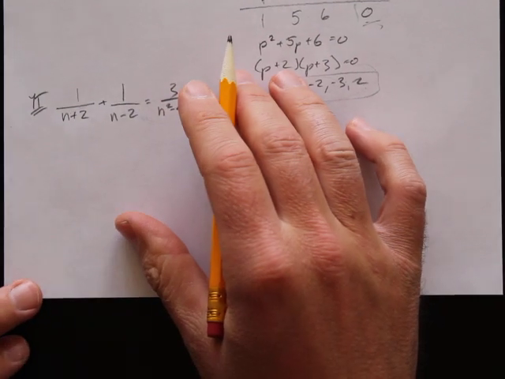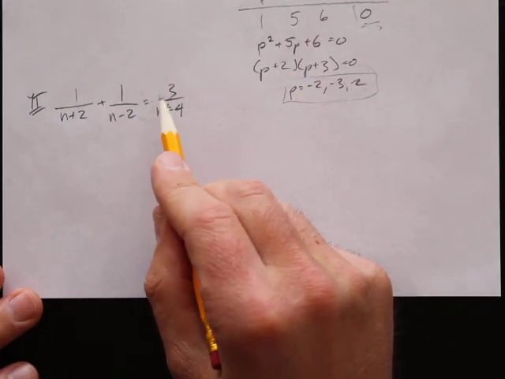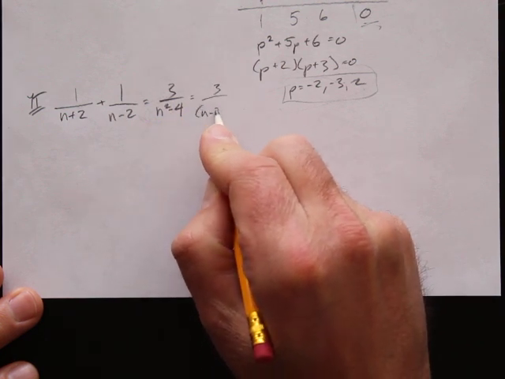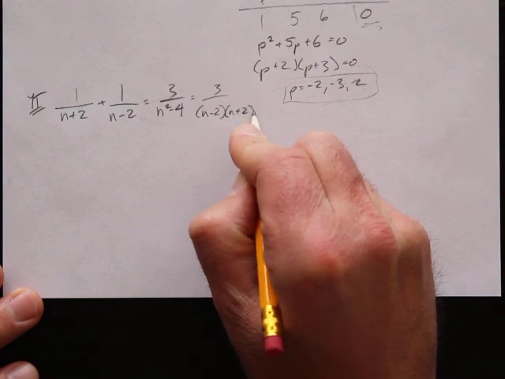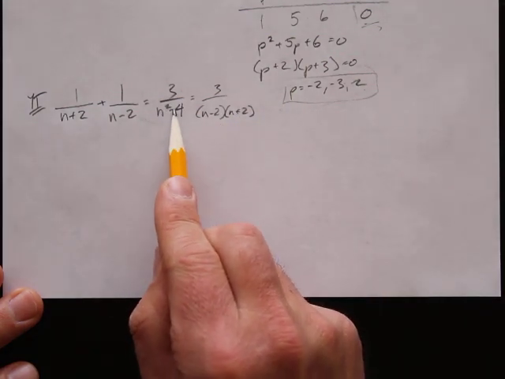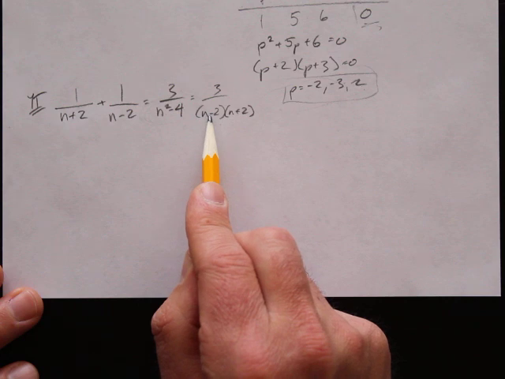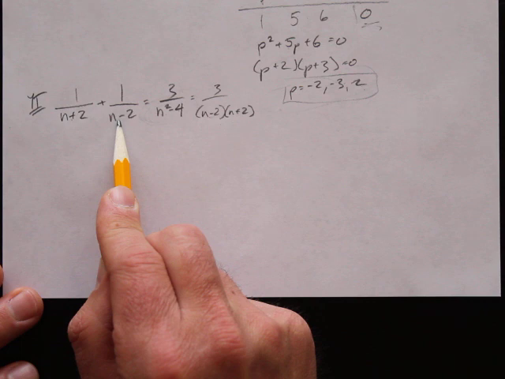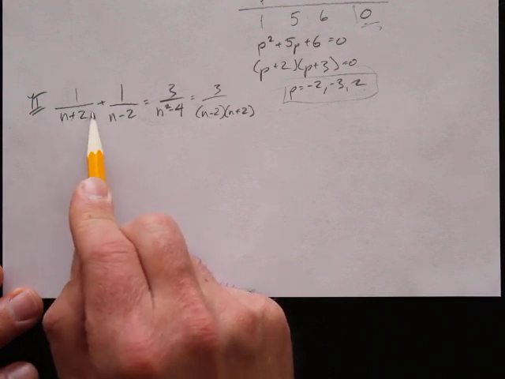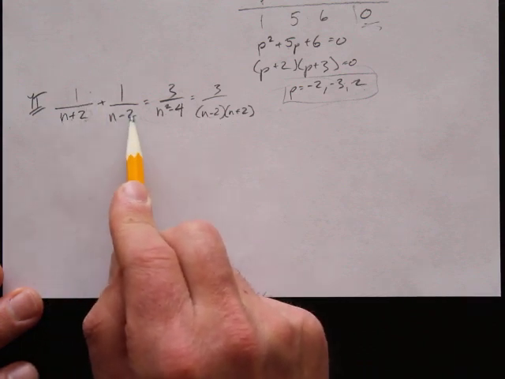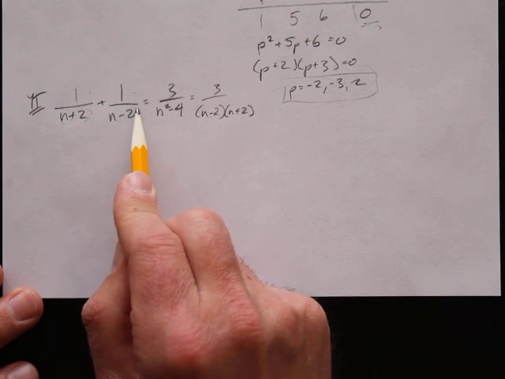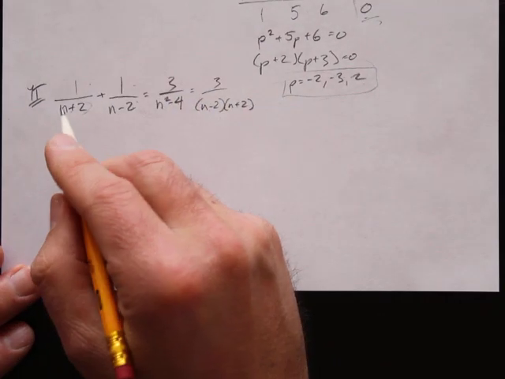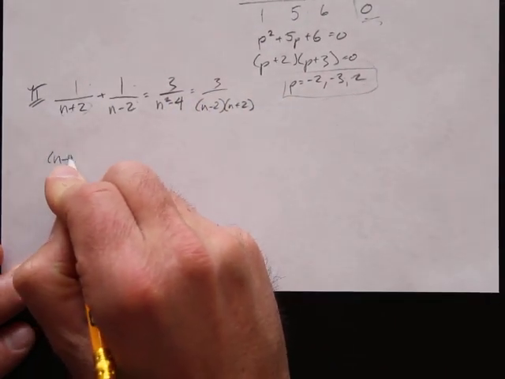Okay, let's see how you did. All right, now I'm going to rewrite this as 3 over n minus 2 times n plus 2. That is what n squared minus 4 factors to be. And so I've got n plus 2 and n minus 2 here, and so I just need to multiply this by n minus 2 over n minus 2, this by n plus 2 over n plus 2, and then I have my least common denominator.